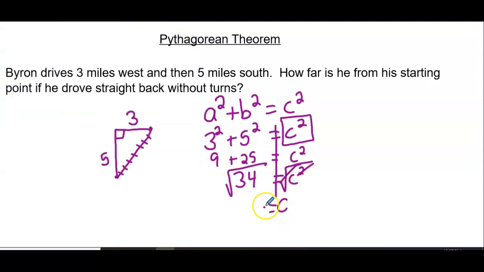And I'm going to change these equals to approximately to squiggle lines to show that I am rounding it. And that would be our answer. He's about 5.8 miles away.